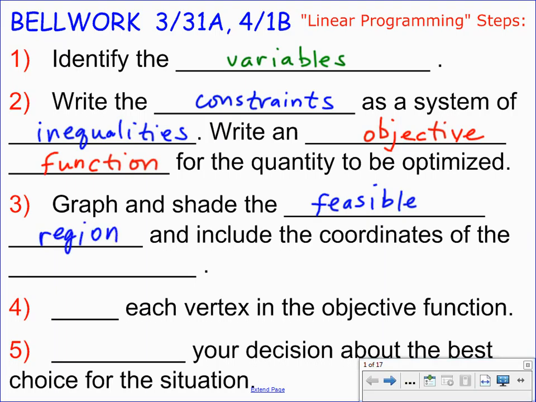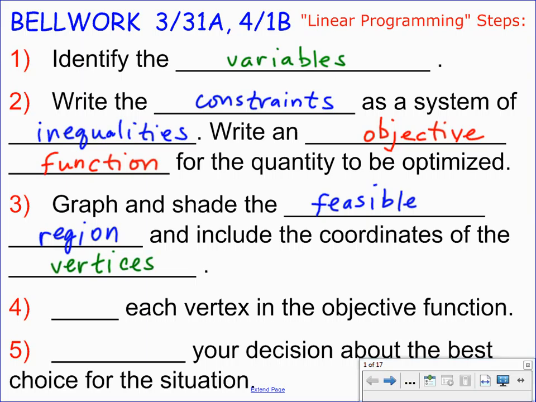And include the coordinates of the blanks. And so what are we finding? The coordinates of the blanks. Ian? Vertices. The vertices, right? The corners of my feasible region. The vertices of that polygon. Good. Thank you.